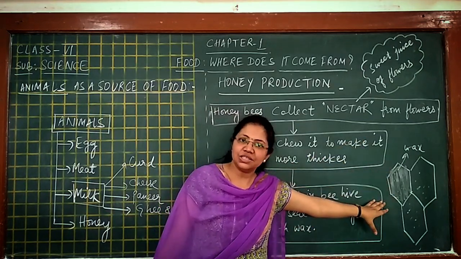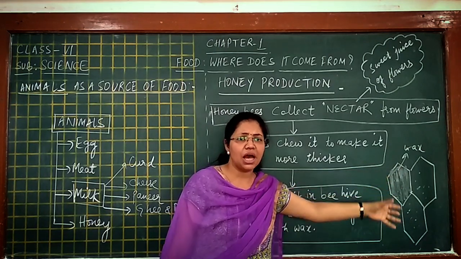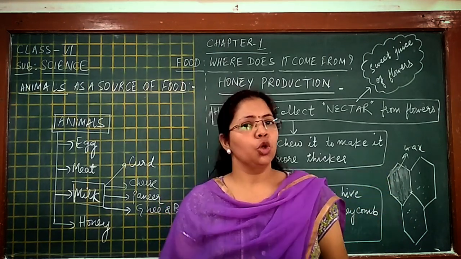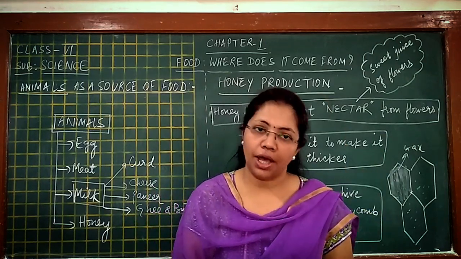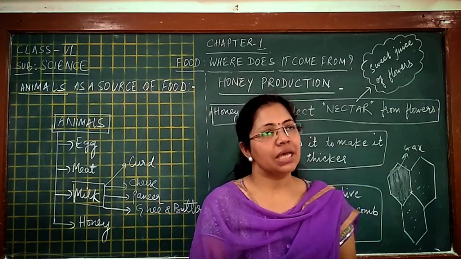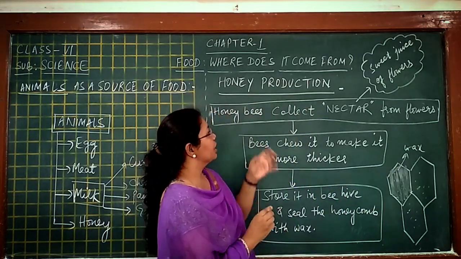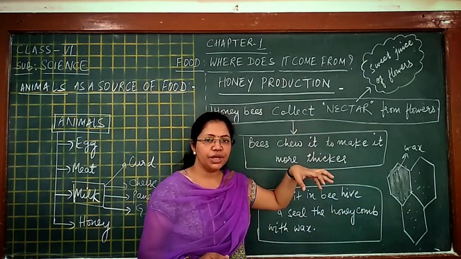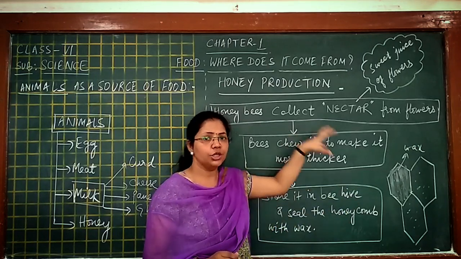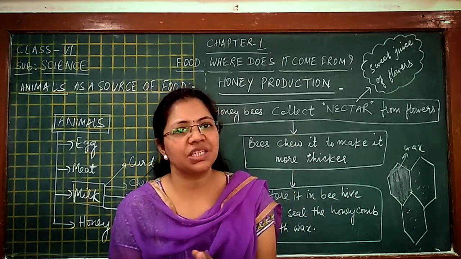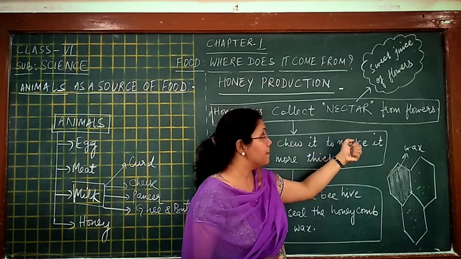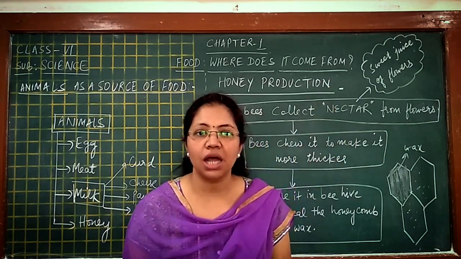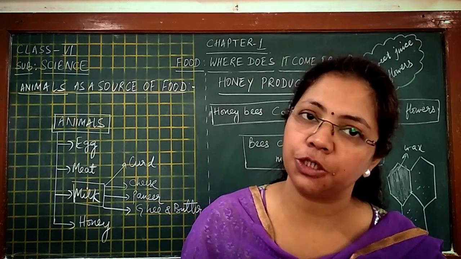Now honey is ready in this beehive, and after that we human beings extract honey from that beehive. So that was about honey production by the bees. And students, from this particular topic, generally we always expect one more important question, that is, what is nectar. So do remember that the sweet juice of flowers is known as nectar.